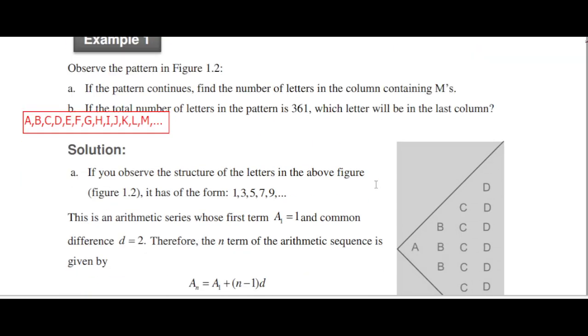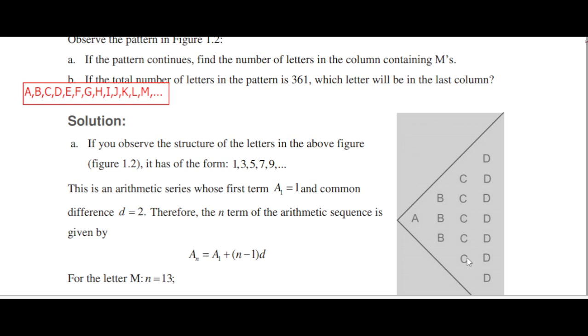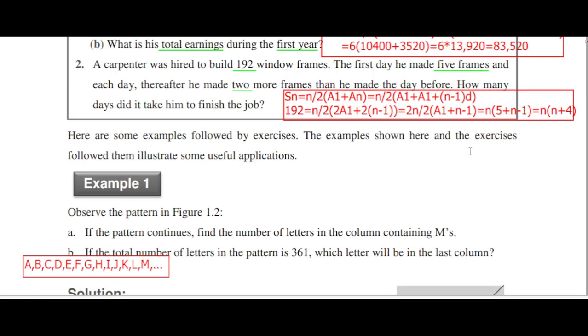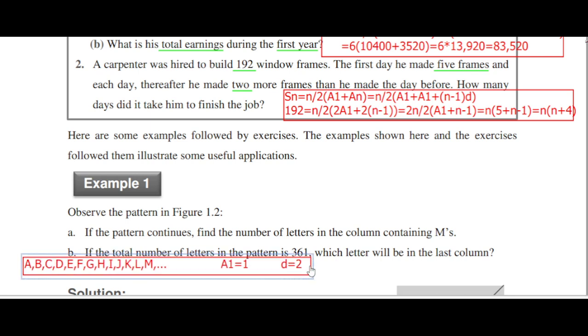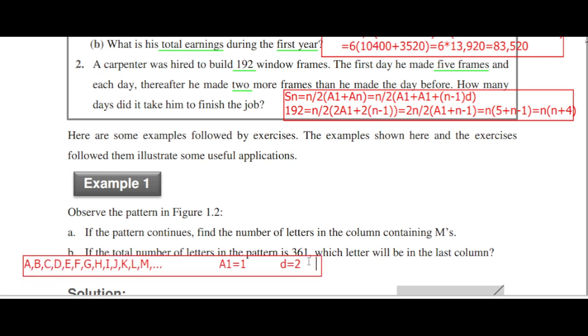From this diagram, the first term will be 1, the next term, how many? 1, 2, 3. Next 1, 2, 3, 4, 5. Here we have 3, here we have 5. 5 minus 3 is 2. Again 3 minus 1 is 2. So the common difference d is equal to 2. Again, a1, the first term, will be 1. Common difference d is 2. Now what we need to find?